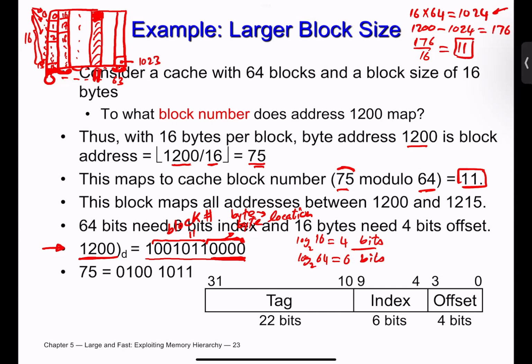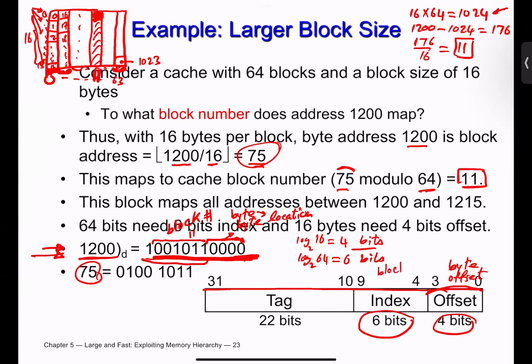Also, by the way, if you read the whole number, it will give you 75, which you received from here. This kind of idea gives you a huge amount of information if you think about it in that way. So assuming that this number is written in 32 bits, as you can see here, the very first 4 bits belong to the byte offset. The next 6 bits belong to the block number. And then anything else belongs to the tag.